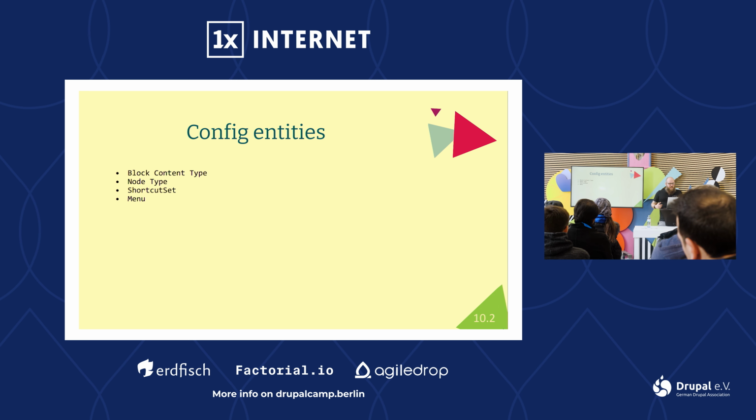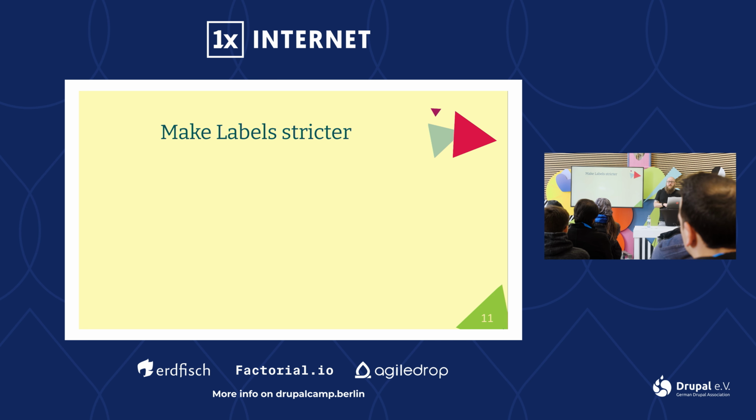So we added config validation to some config entities as well. We made labels stricter. This is the name of the change record. But what this means is a label, for example, a node type, you could have multiple lines in that single label. And that doesn't make any sense, but not because nothing in Drupal is prepared for it to have multiple lines. But it was still a valid thing to do. Now it's no longer the case. Multiple lines are disallowed, and control characters are also disallowed since Drupal 11.